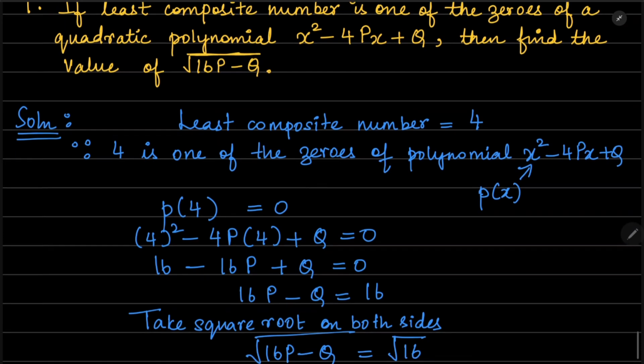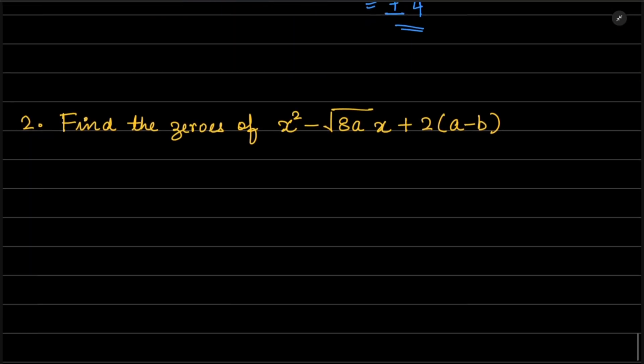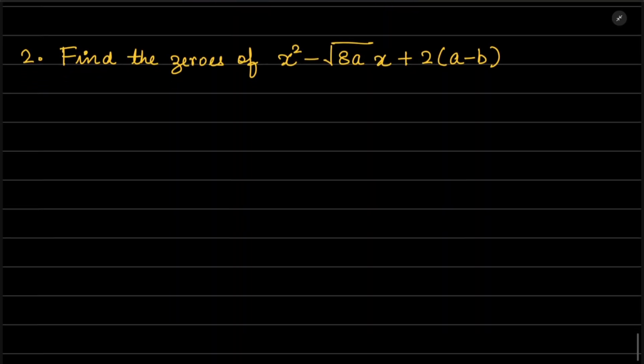Let's move on to the next question. Find the zeros of x square minus root of 8ax plus 2 into a minus b. Now this is a little tricky question. I am going to do it very slowly. Each step, please listen and then you do it. Okay, for this particular question.